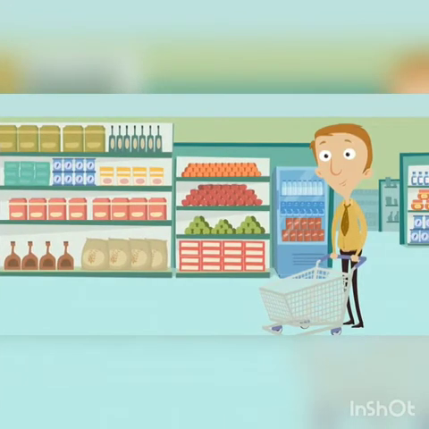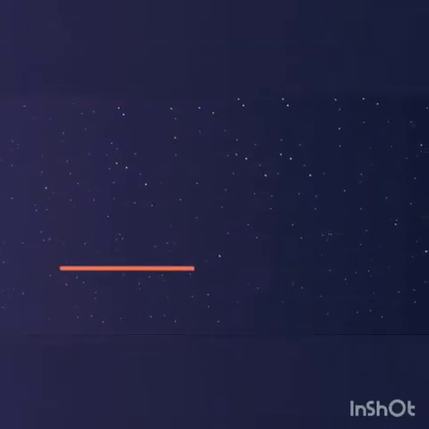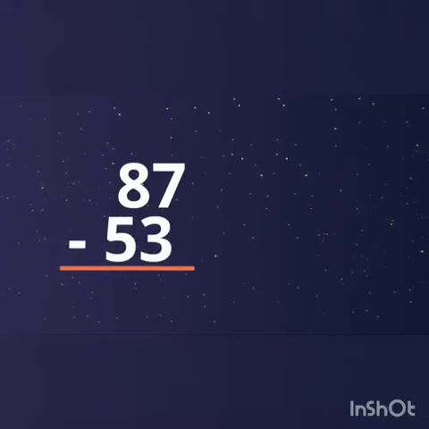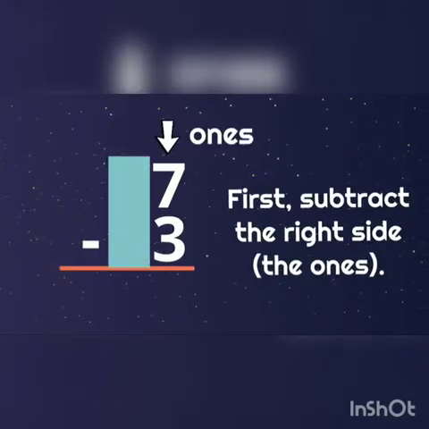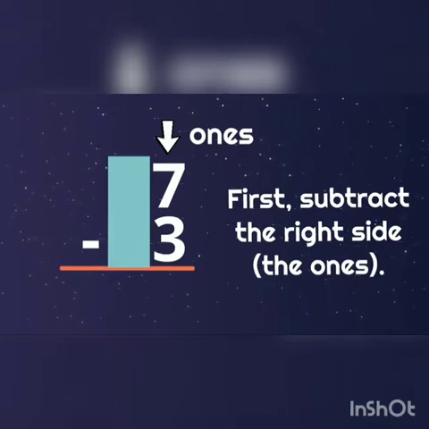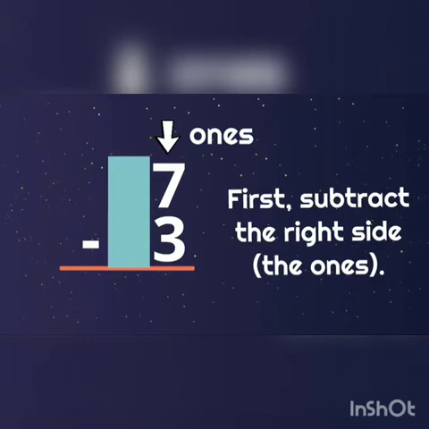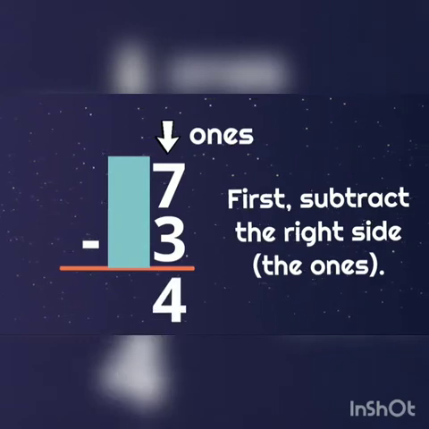All right, let's do another one. How about 87 minus 53? This should be fun. First, subtract the right side, the ones. What is 7 minus 3? Yes, 4. So we will write 4 under the ones. Simple.